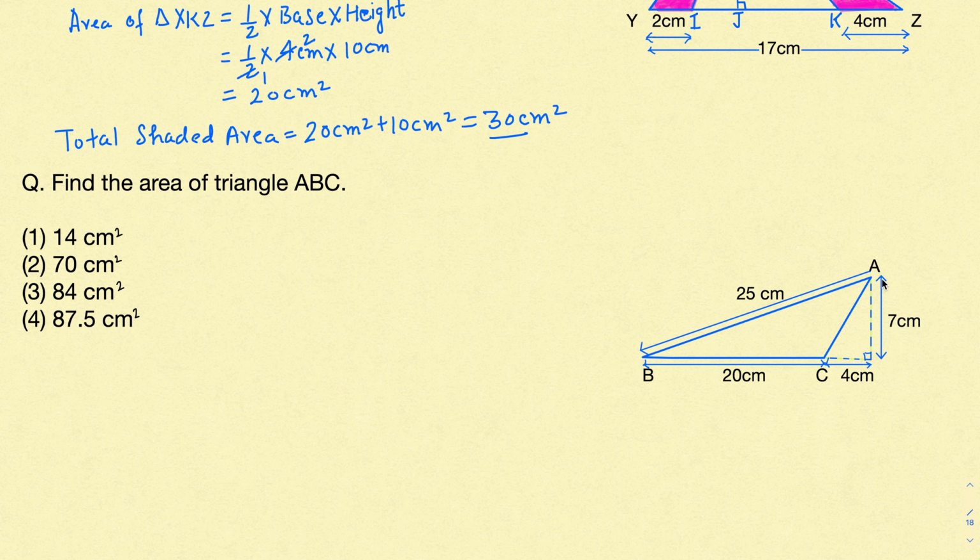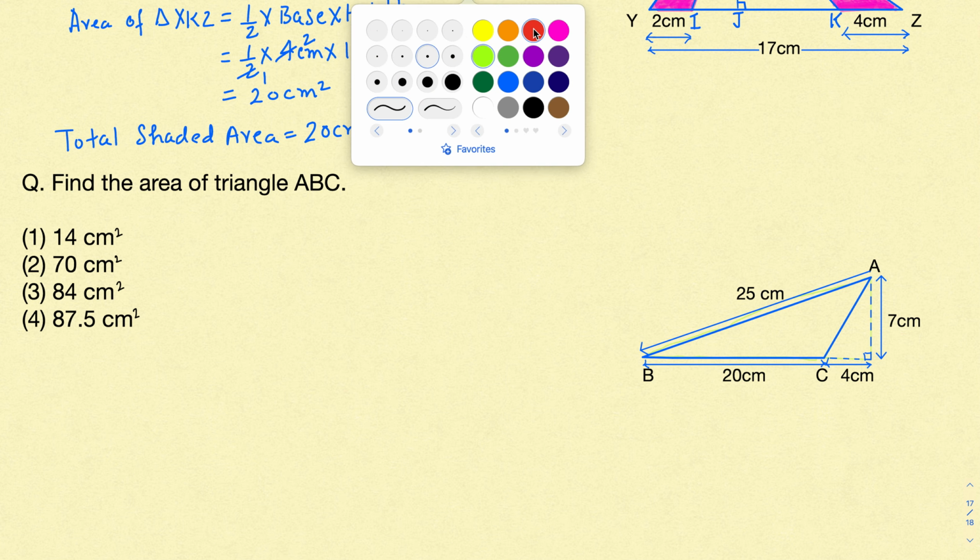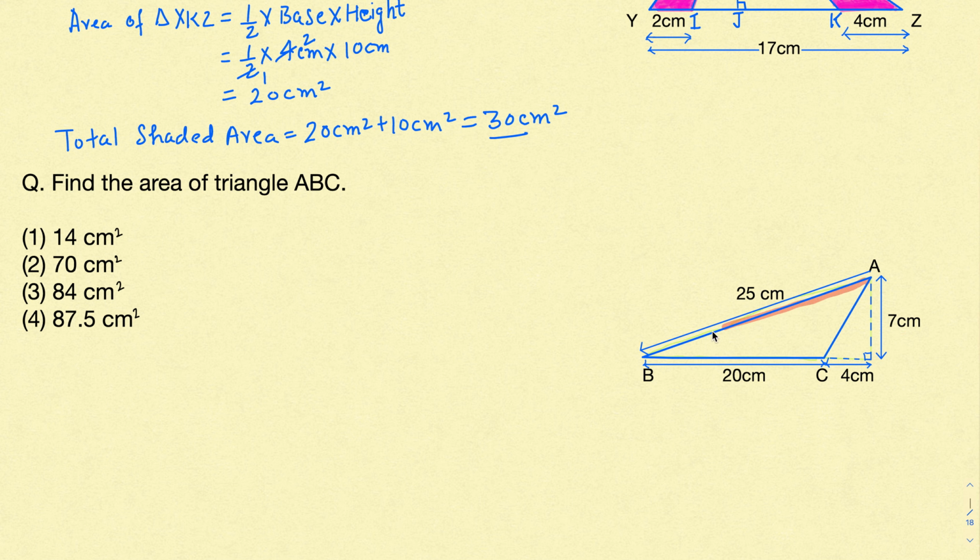It's the area of ABC. Okay, so it's this one. Let me highlight quickly. So we have to find the area of this triangle. Now if we have to find the area of this triangle, that means we have to find the base and the height of this triangle, right? Then what do you think? What's the base of this triangle? The base of this triangle is BC, which is 20 cm, right?